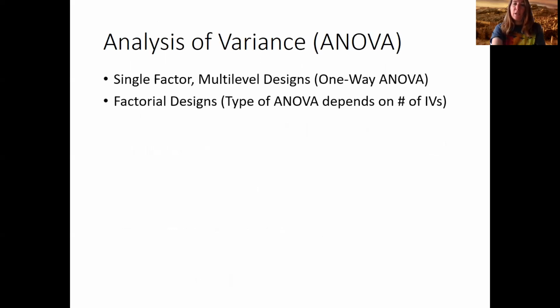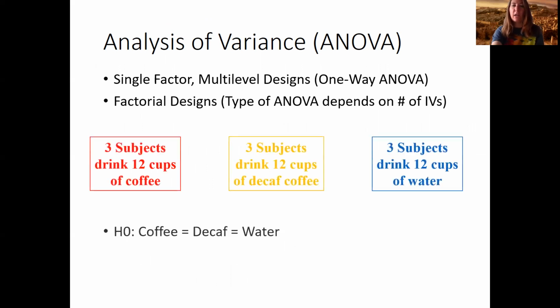Okay, so we've already talked about single factor multi-level designs, which is a one-way ANOVA, and then we talked about factorial designs, and the types of ANOVAs, whether we have a two-way or a three-way ANOVA. So for our example to talk about the post-hoc tests, we're going to use our traditional caffeine and reaction time test that we've done already. This is a single factor multi-level, 3-level one-way ANOVA. And you can see down here I have our null hypothesis and our H1, our experimental alternative hypothesis.